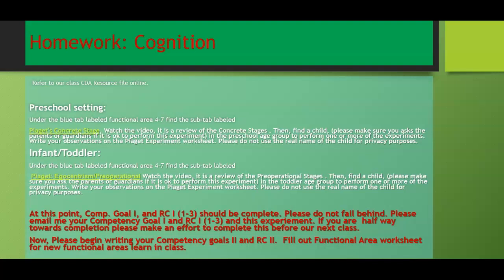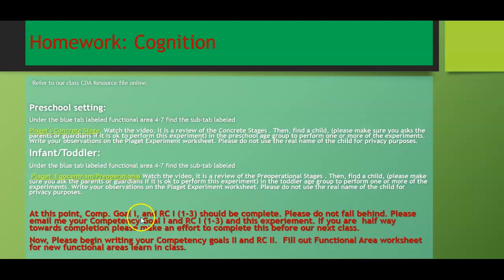Okay, so either way, if you're in a preschool setting doing Piaget's concrete stage, or you're an infant toddler teacher doing Piaget's egocentrism or pre-operational, please do not use the child's real name, but write up your observations on what you saw. Again, don't use the child's real name. Just give a short briefing on what happened when you experimented and your observations.